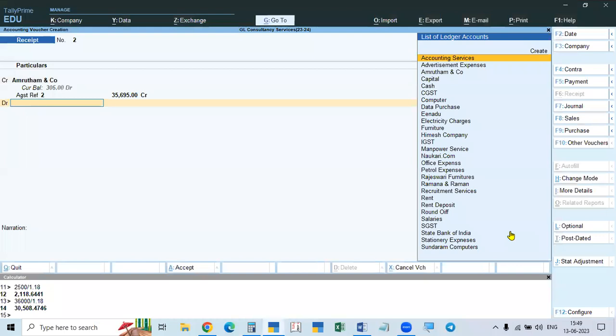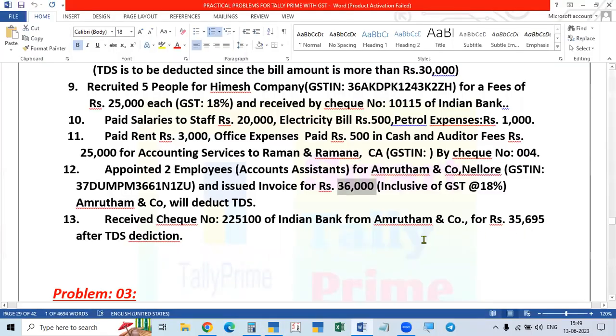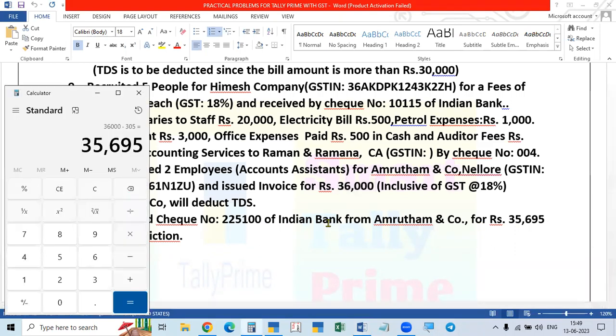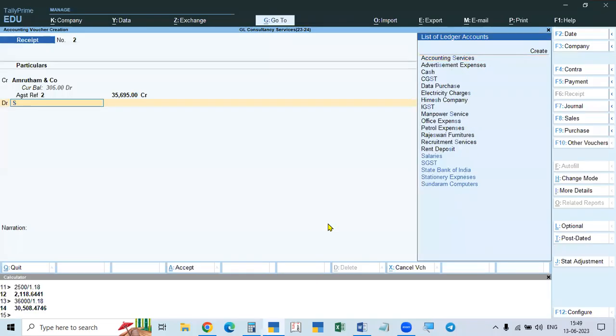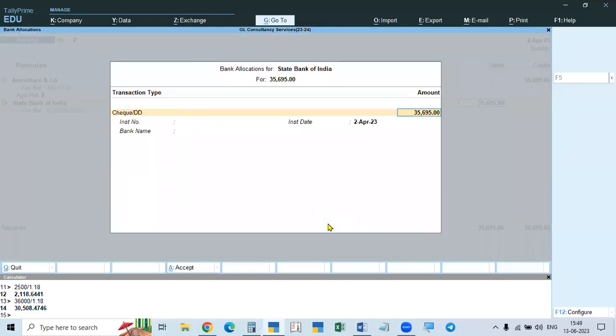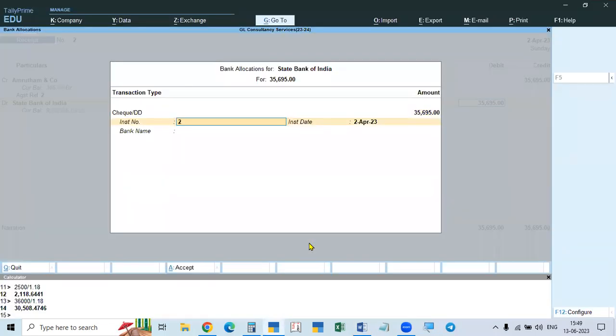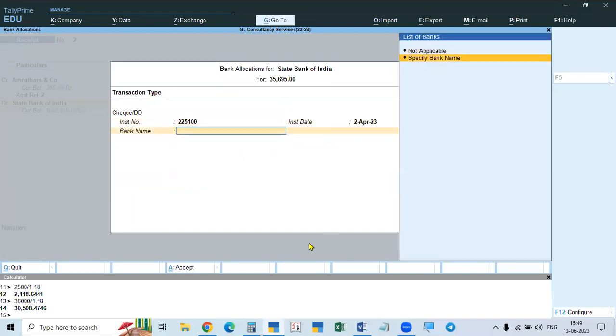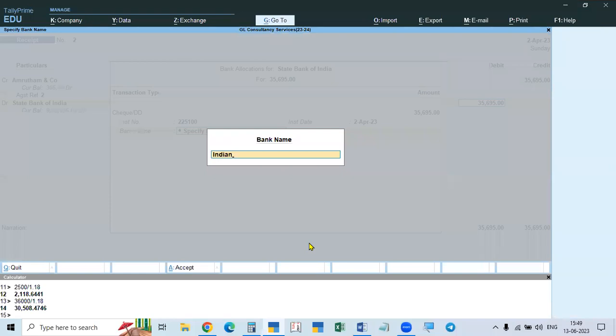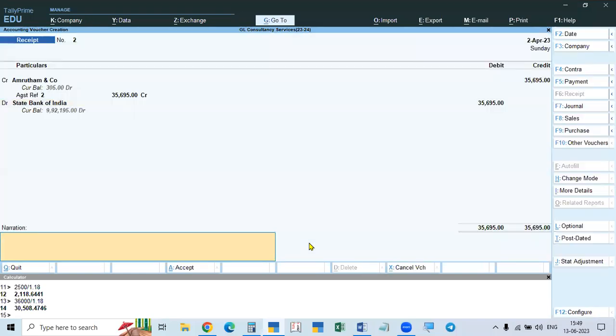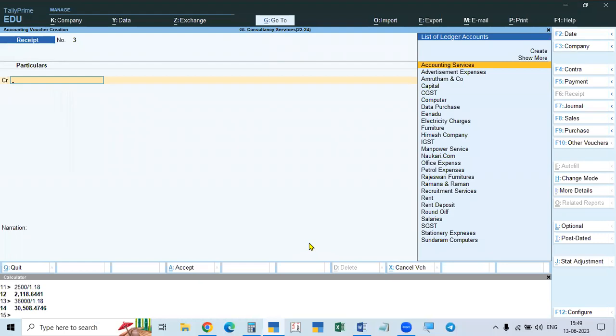How did we receive? We received a check. The bank is not given in the check number. Received check from Indian Bank. Okay, Indian Bank is given, so we will take it as Indian Bank. And the check number is given here, 225100. 225100. And you have to specify the bank, Indian Bank.